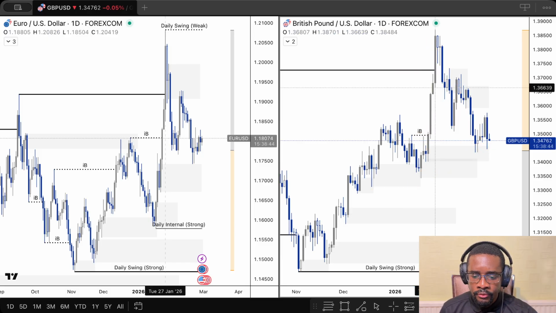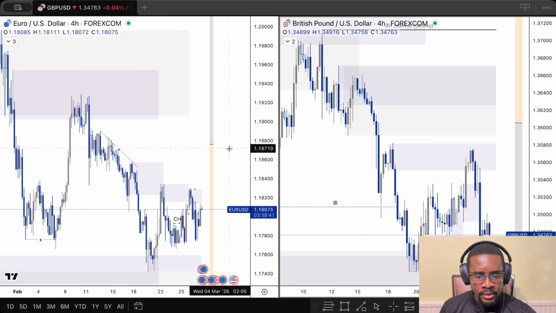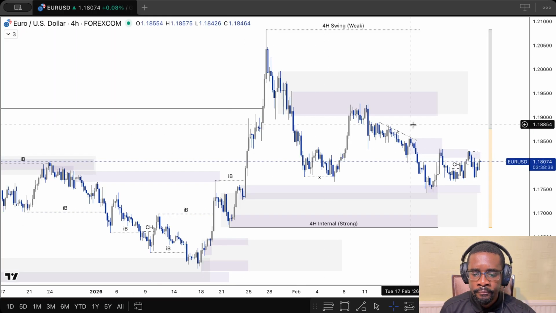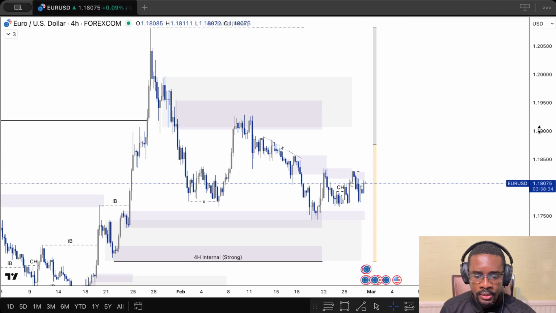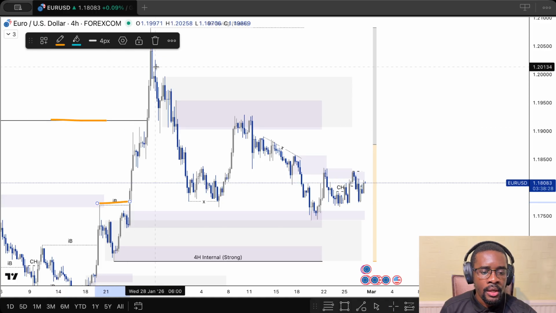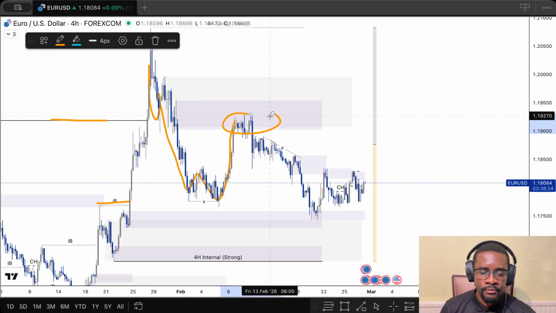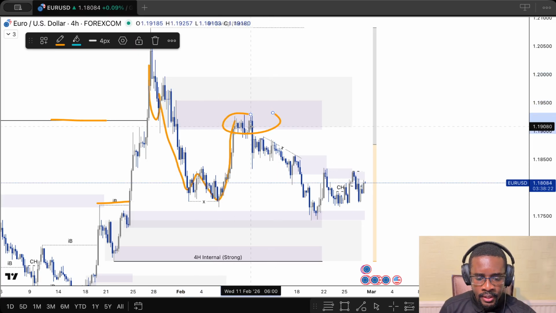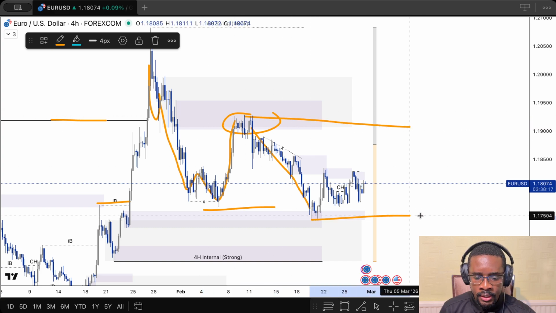So looking at the 4-hour, starting with the Euro USD, this is what we have. Price has been bearish. Of course we had our bullish break of structure, another bullish break of structure, and then we are in this pullback phase. Price mitigated this 4-hour supply, and since then made a lower low. Technically this is our range on the 4-hour.